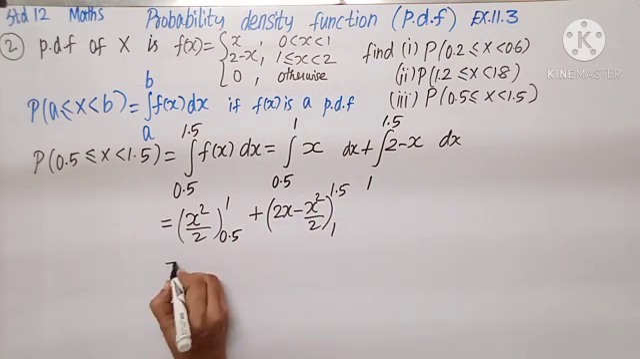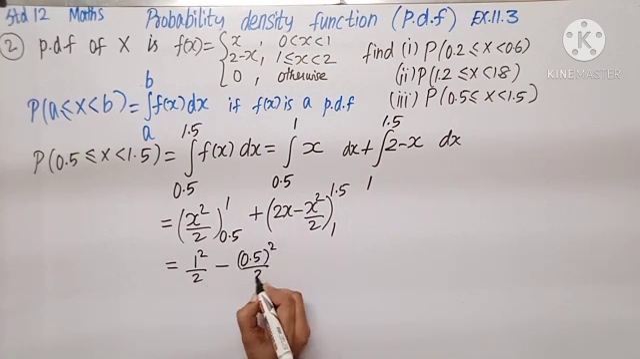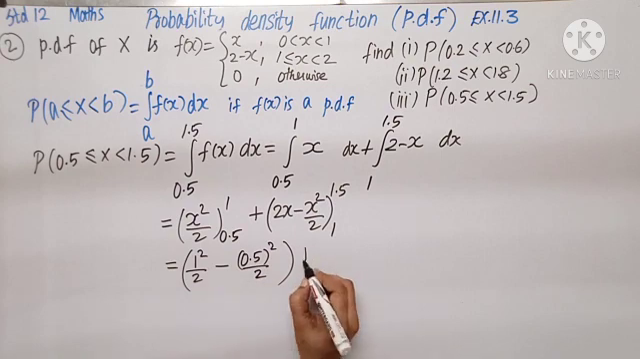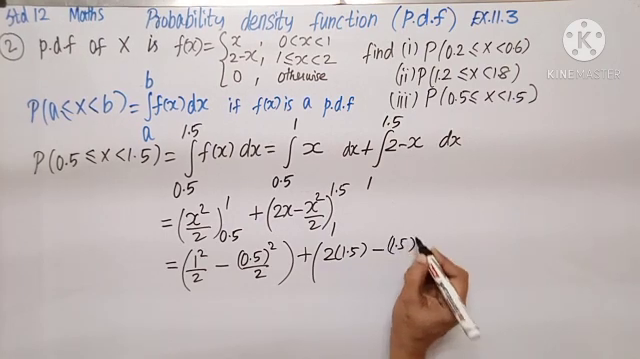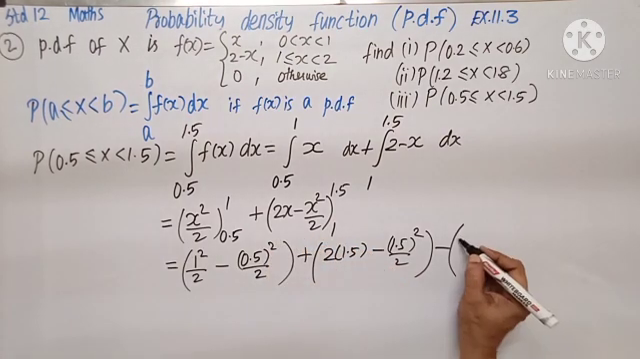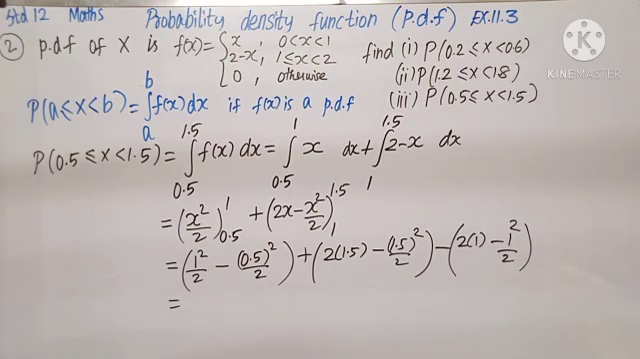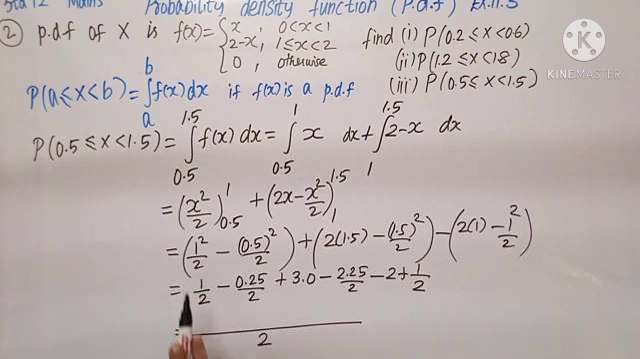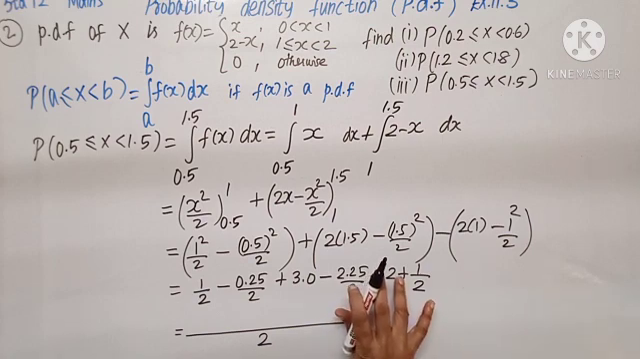As we simplify, it is 1 square by 2 minus 0.5 square by 2, upper limit minus lower limit, plus 2 into 1.5 minus 1.5 square by 2, upper limit minus lower limit, is 1, 2 into 1 minus 1 square by 2. As we simplify, we get 1 by 2 minus 0.25 by 2 plus 3 minus 2.25 by 2 minus 2 minus 1 by 2.